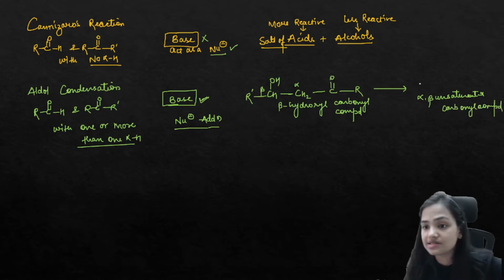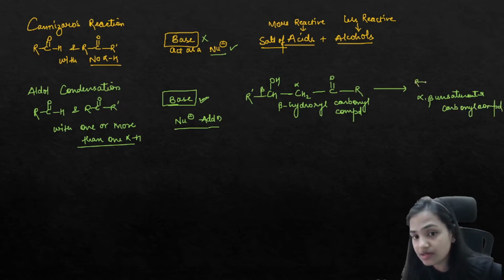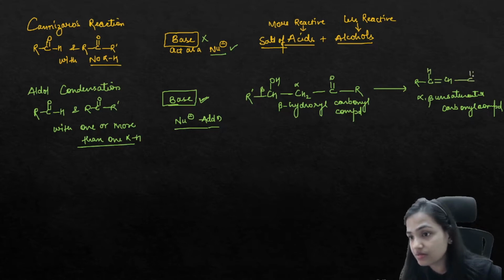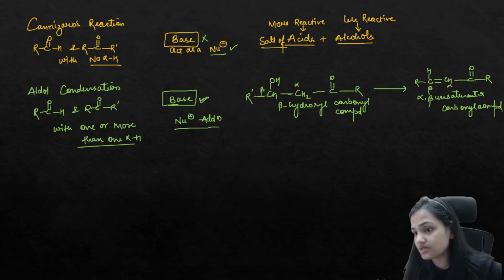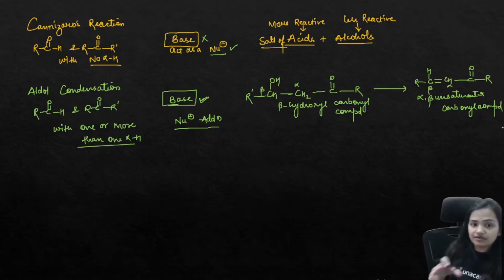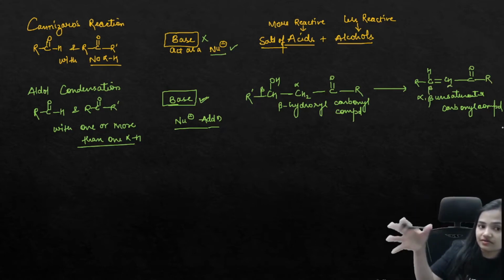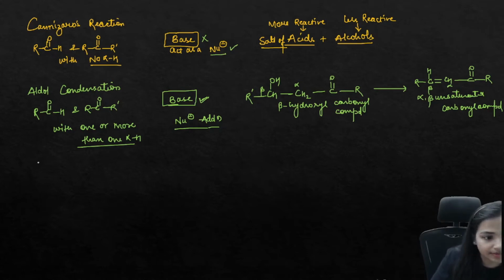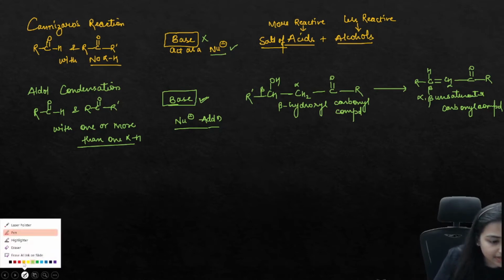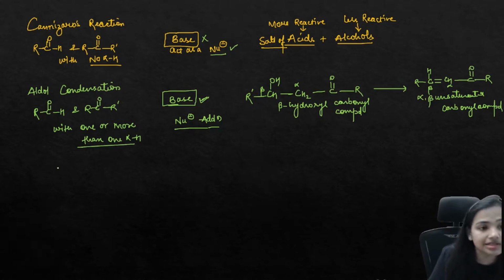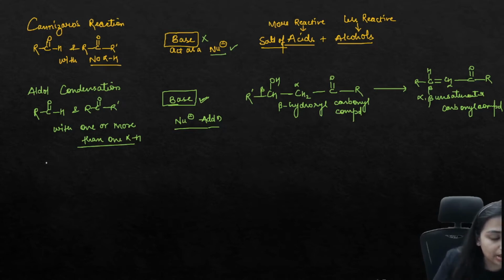Okay, so this is a summary that you need to remember. You will be having C double bond C, CH, C double bond O, and this is R. This is an alpha beta unsaturated carbonyl compound. If you have one alpha hydrogen, this will be the product. If you have two alpha hydrogens, that will be the product.